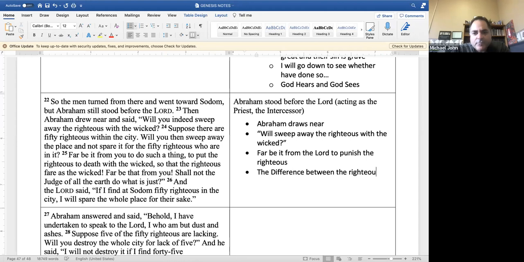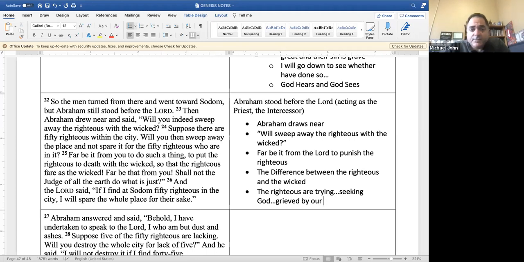Yeah, I would put it that way. It's about the direction you're going. The righteous are trying, and they are seeking God, failing, sure, but seeking him. I would be so bold to say that we are considered the righteous here. As we're striving, we're not perfect. We're going to sin. We're going to fail. But we're striving. We're seeking the Lord. We want to do right. We are grieved by our own sin.